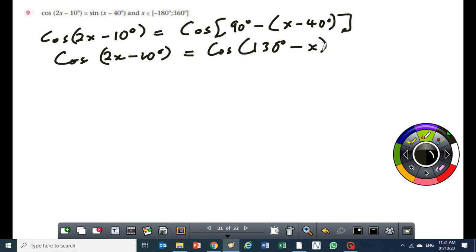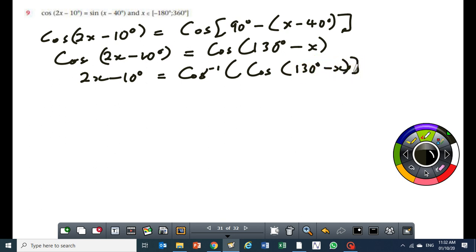Okay, then when you get here, like I told you the day before yesterday, if you take this cos to the right, it becomes shift cos of cosine of this. The angle that you get is going to be 130 minus x. But I'm going to do it now for the last time. So if I want to eliminate cos here, I'll end up having 2x minus 10 degrees is equal to shift cos of cosine of 130 minus x, then you close the bracket.